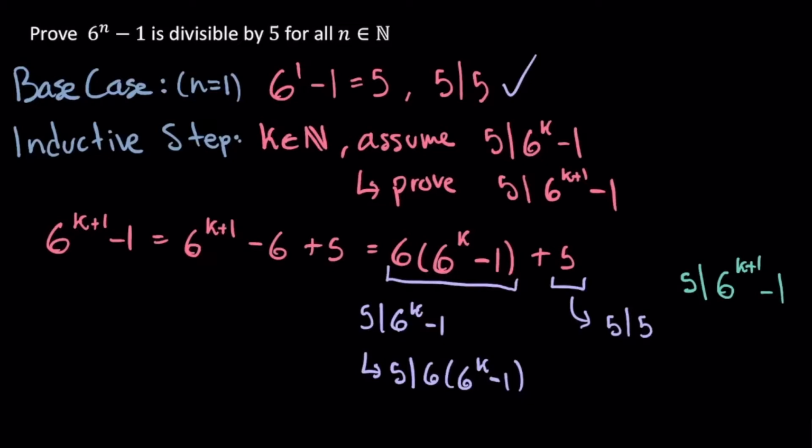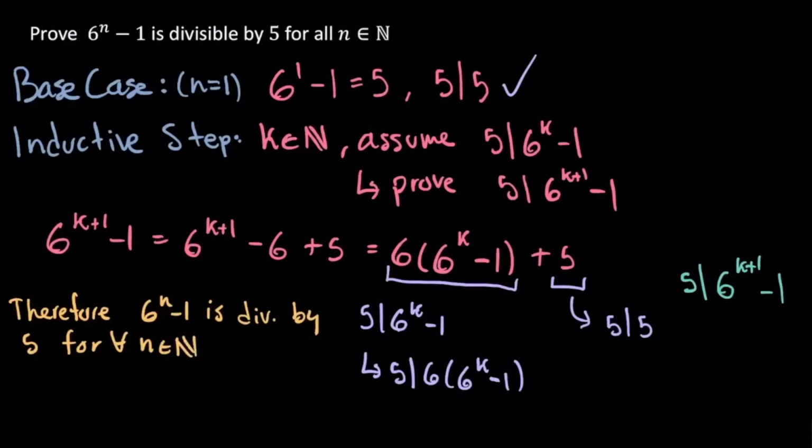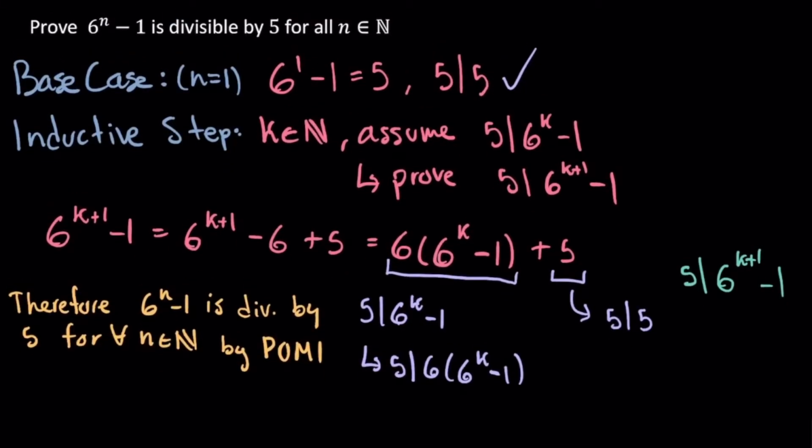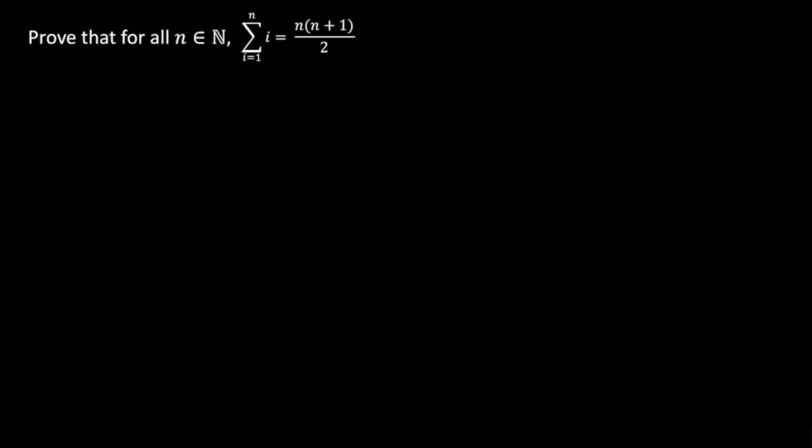And then we finished our proof now, and we could just quickly write, therefore 6^n minus 1 is divisible by 5 for all n element of the natural numbers, and sorry, this upside down A just means for all, by the principle of mathematical induction. And there you have it. We finished our first induction problem. So let's go on to our next question now.